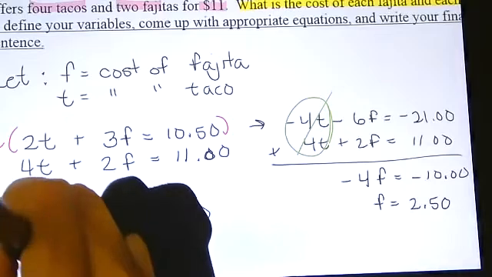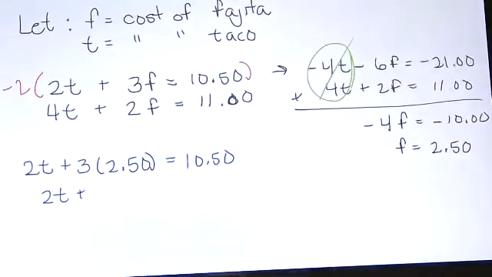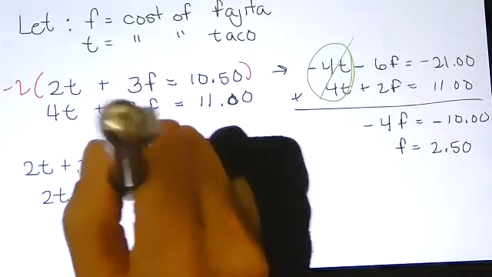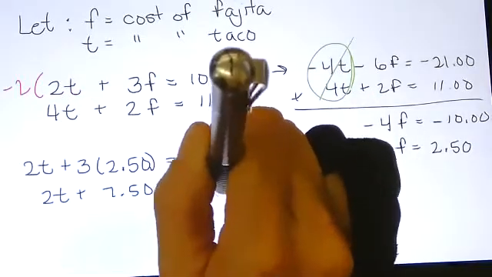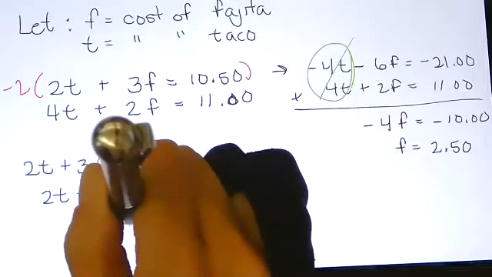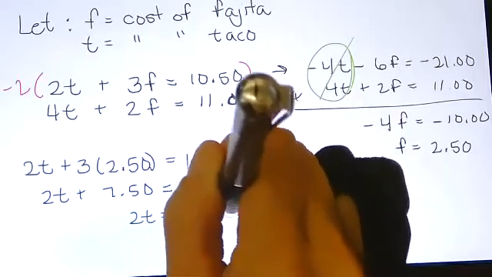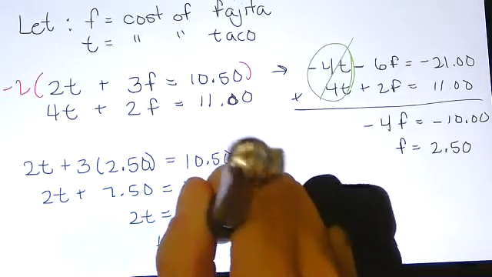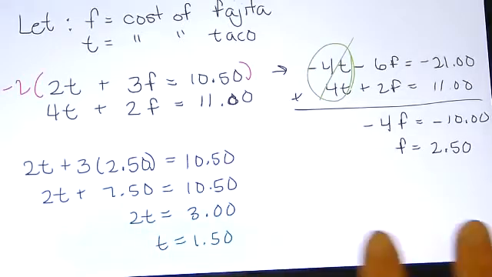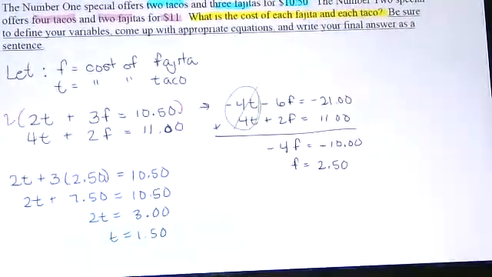So 2t plus $2.50 times 3 is $7.50 equals $10.50. Subtract $7.50 from each side. That means 2 tacos for $3. Divide by 2. Each taco is $1.50. And feel free to do any of the calculations on a calculator. Any of the adding and dividing and all of that, calculators are fine.